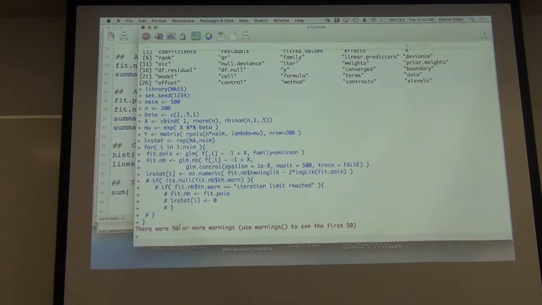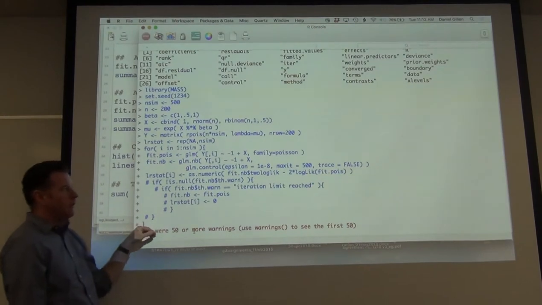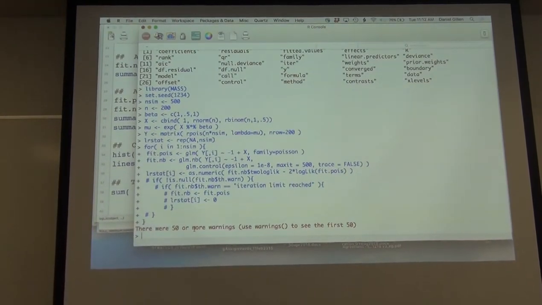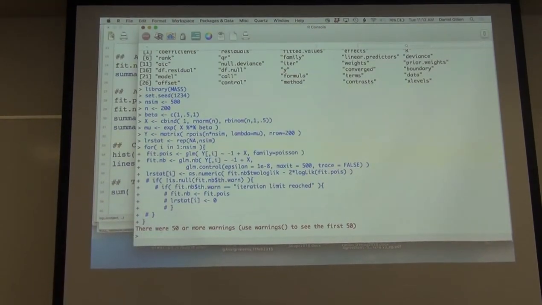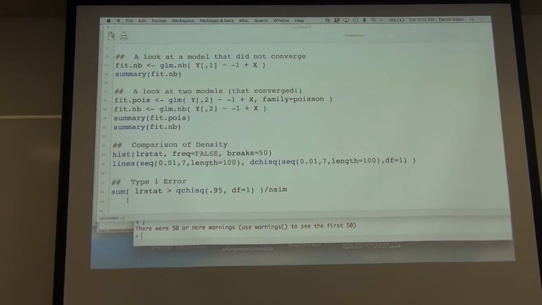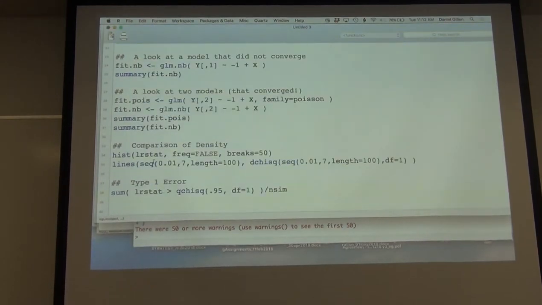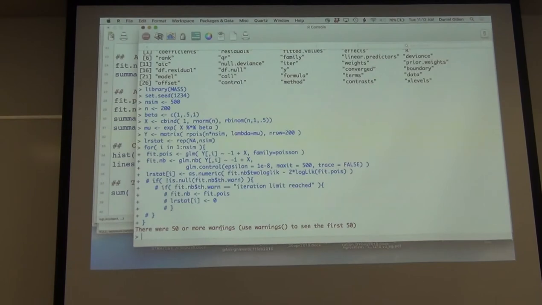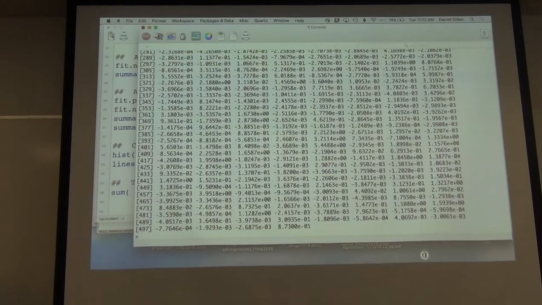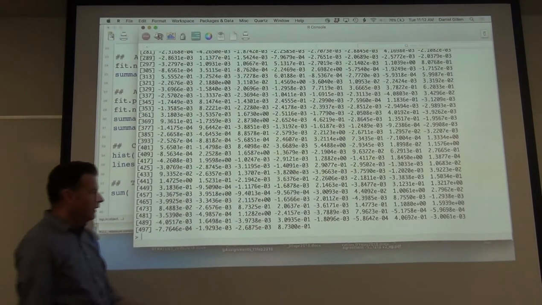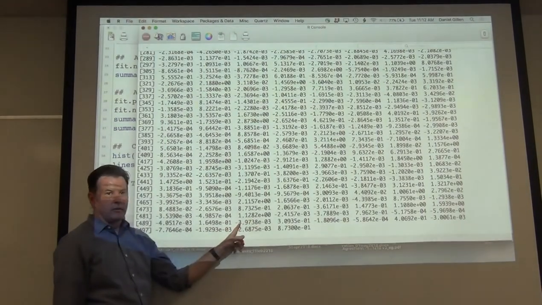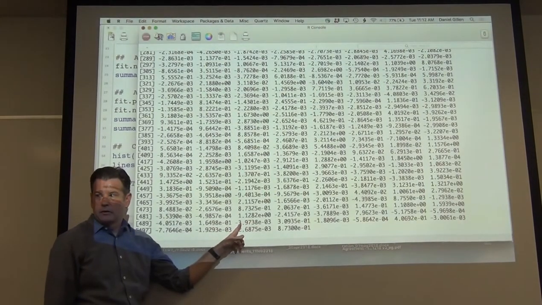And you'll get back a bunch of warnings. Those warnings are coming from the non-convergence, right? Now again, if you look at those, theta is getting very, very large. I'm going to show you a cleaner fix in just a second for this. But if you now look at, say, this LRT statistics that I have, I just did it over 500 right now. You're going to notice something. You're going to notice some of them are negative. They're small, but they're negative.